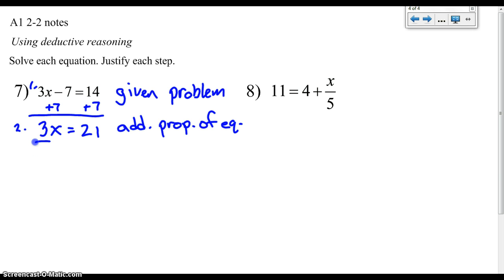We're going to do the same thing on the next step. Let's divide both sides by 3. And that'll give us x equals 7. Now I would call that step 3. And the reason we know that x equals 7, if 3x equals 21, is because we're dividing. So this is the division property of equality.